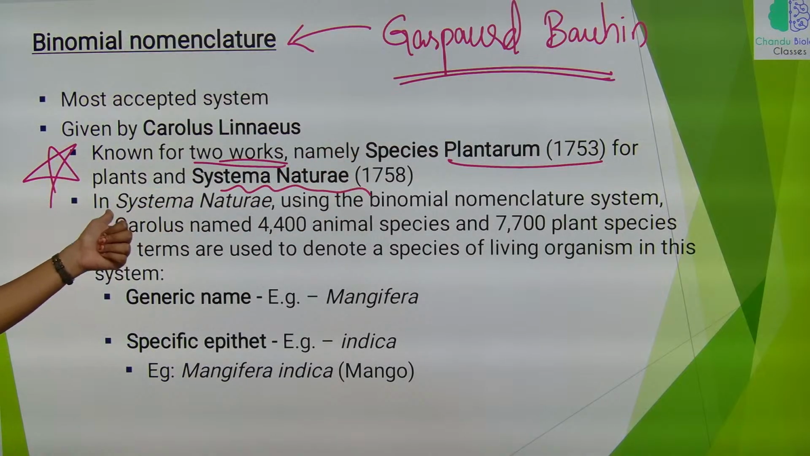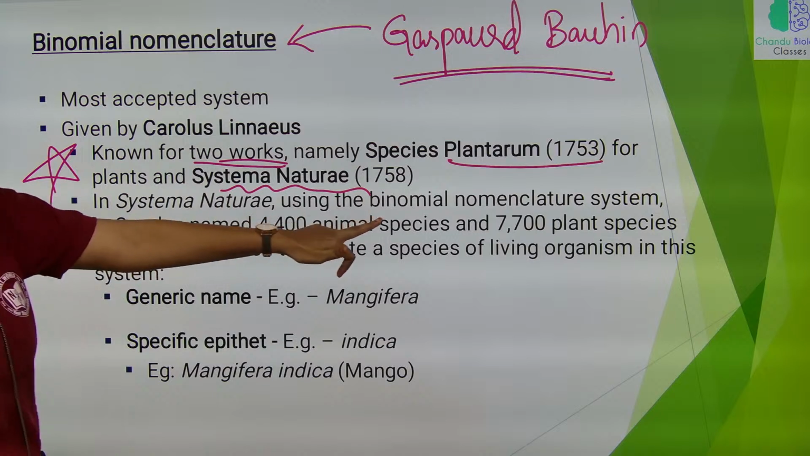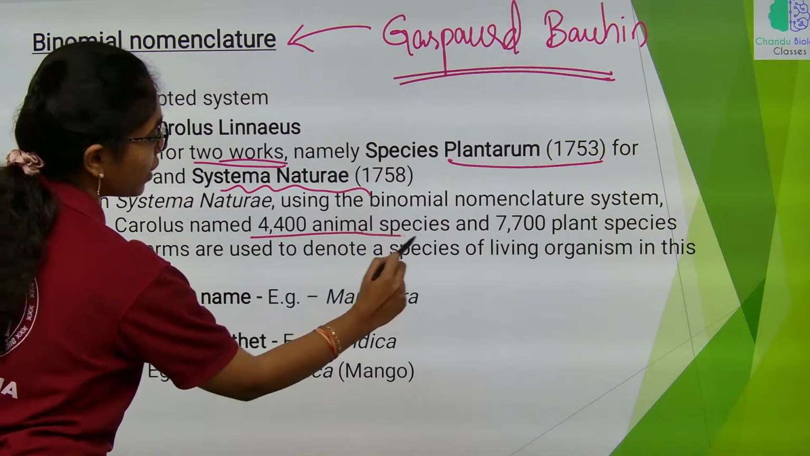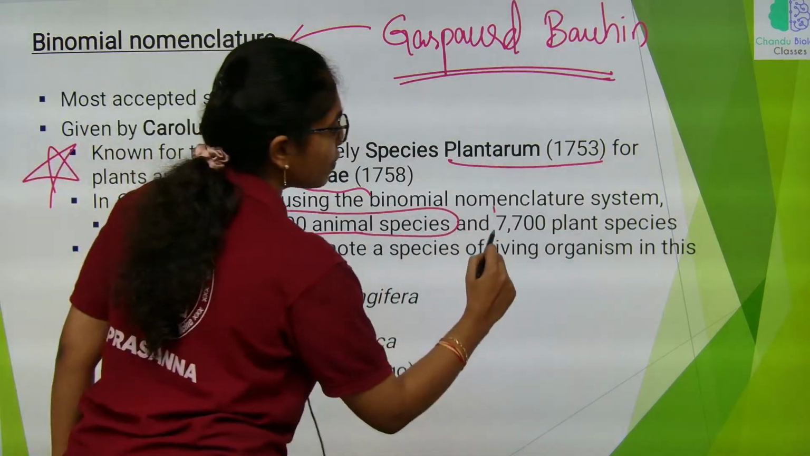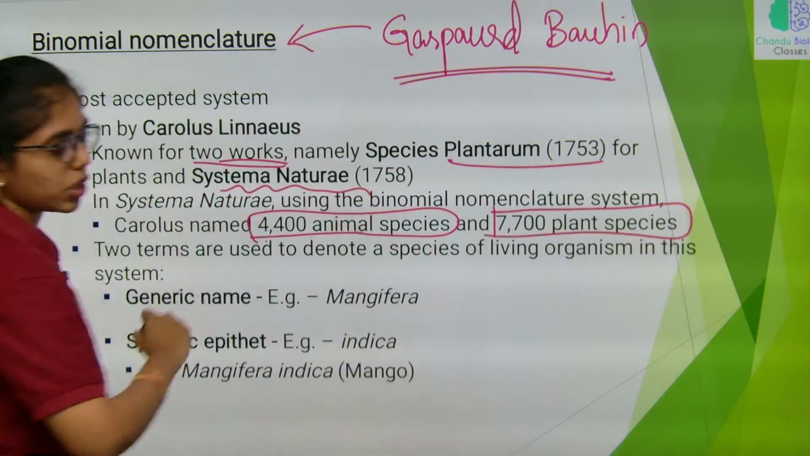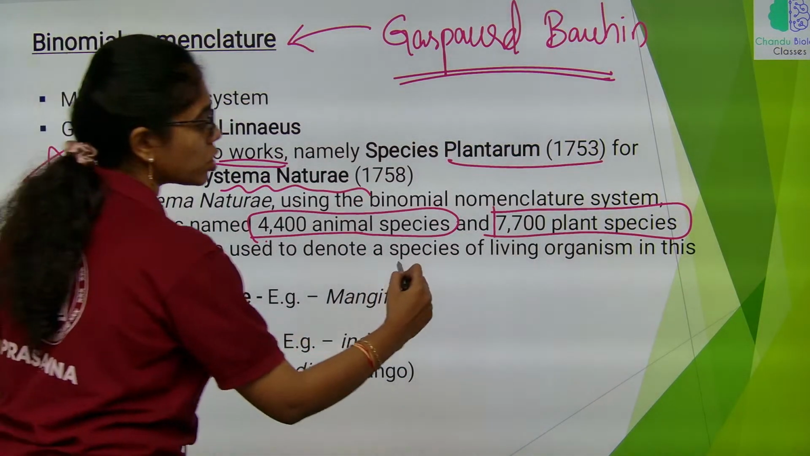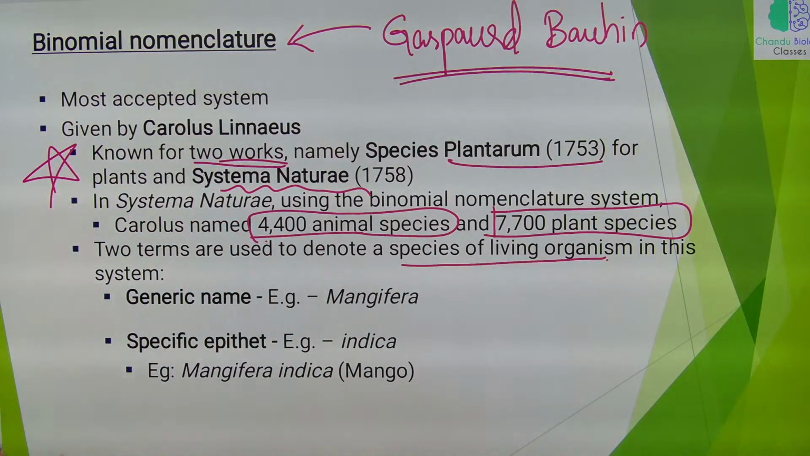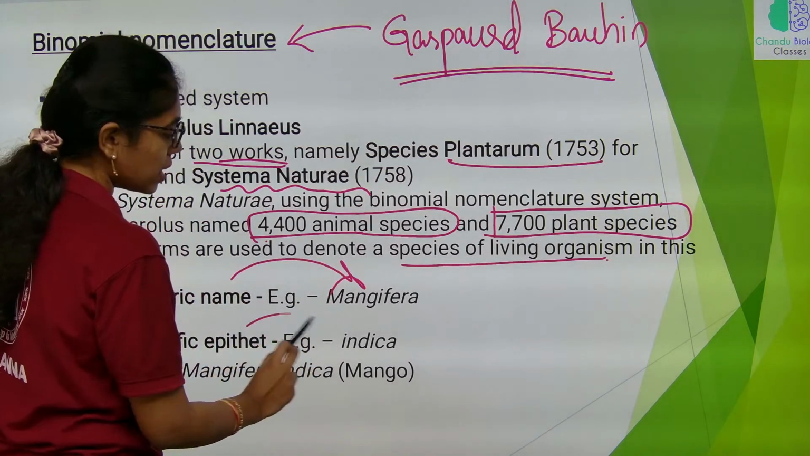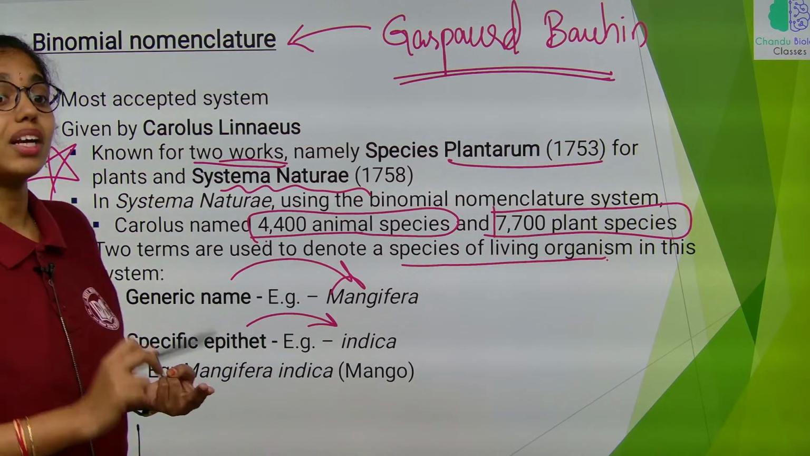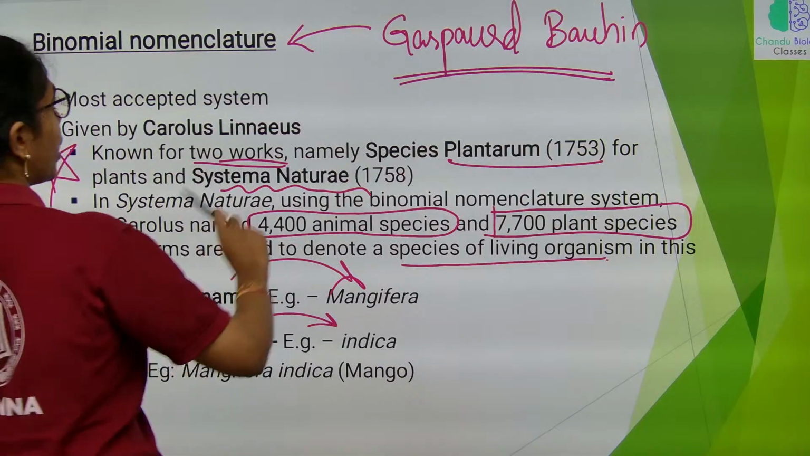Next, in Systema Naturae, using the binomial nomenclature system, Carolus named around 4,400 animal species and 7,700 plant species were identified. Two terms are used to denote a species of living organism in this. First is the generic name and second will be the species epithet. Generic name, for example, Mangifera, and this is the species epithet. Now we will see what are the uses of binomial nomenclature and what is the standard procedure of binomial nomenclature.